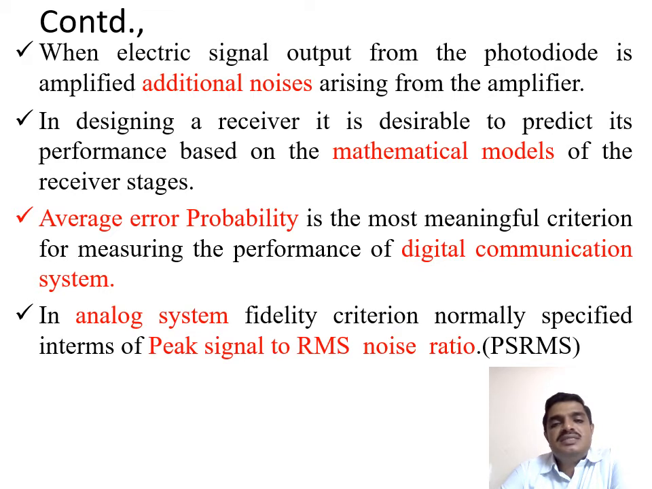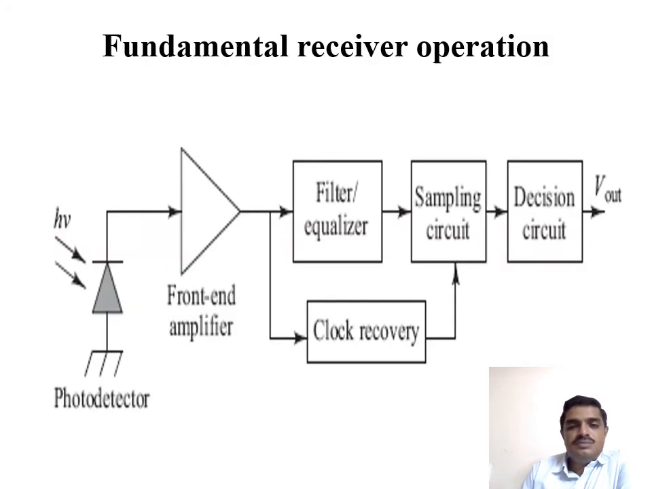In designing a receiver, it is desirable to predict its performance based on mathematical models of the receiver stages. Average error probability is the most meaningful criterion for measuring the performance of digital communication systems. In analog systems, the fidelity criterion is normally specified in terms of peak signal to RMS noise ratio, PS or MS. This is our fundamental receiver operation.